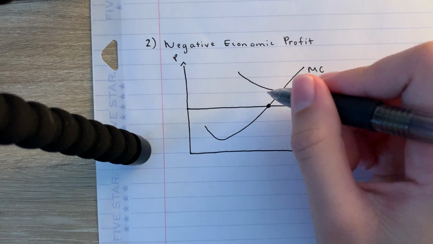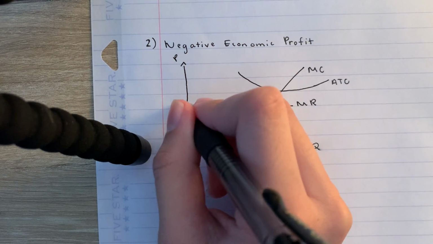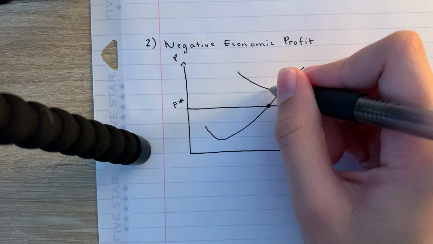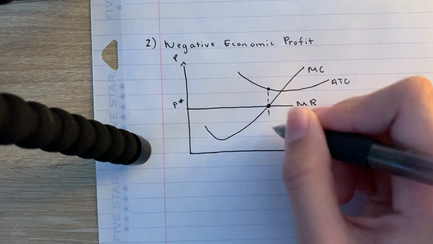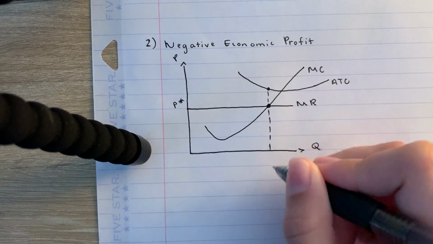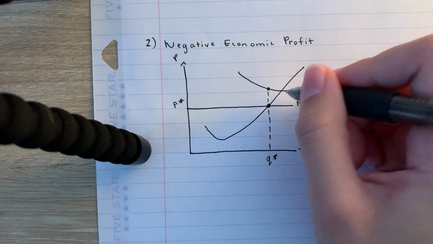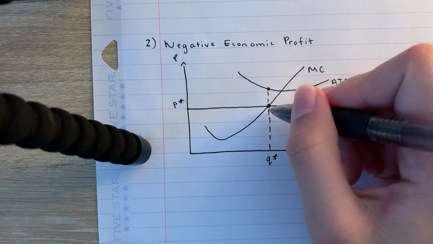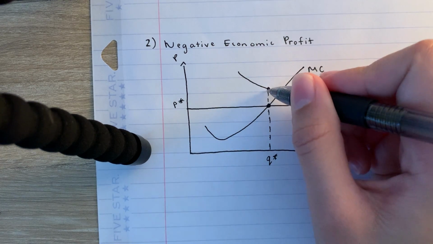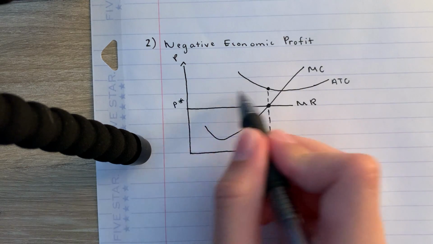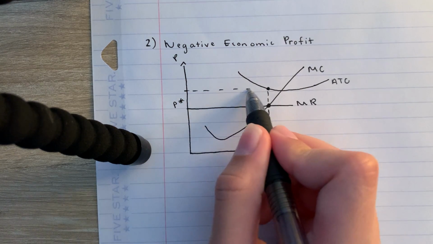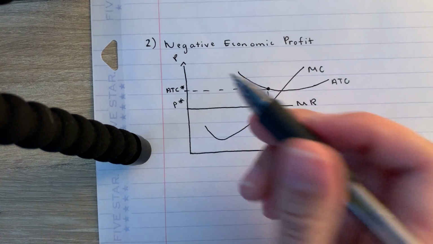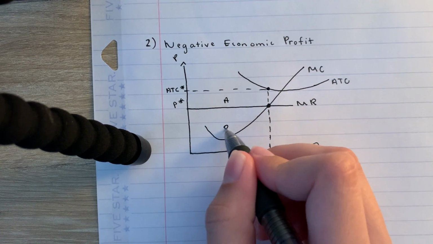So then here we can do the same thing again. So this is P star. And what we're going to want to do is draw a line right from this point all the way down. This is our Q star. Notice I didn't start here. It's not where the ATC crosses the MC, it's where the MR crosses the MC, and then you just drag the line upwards. So this gives us right here ATC star. And we can label again, this is area A, this is area B.